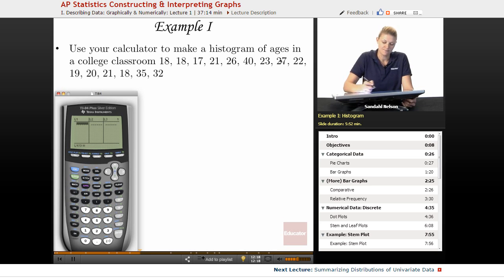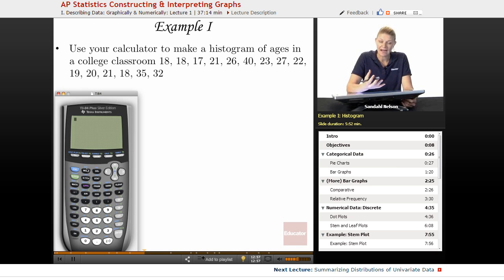So you're going to put the numbers in by typing the number, hitting Enter. So we'll just go through and put all these numbers in really quickly. And you should be doing this along with me. 23, 27, 22, 19, 20, 21, 18, 35, 32. Perfect. So now we have all of our numbers into a list. So it's a good habit, whenever you're in a list, you want to quit out of it. So second quit, which is the blue button here, because otherwise sometimes it'll accidentally put stuff into the list and you don't want that.